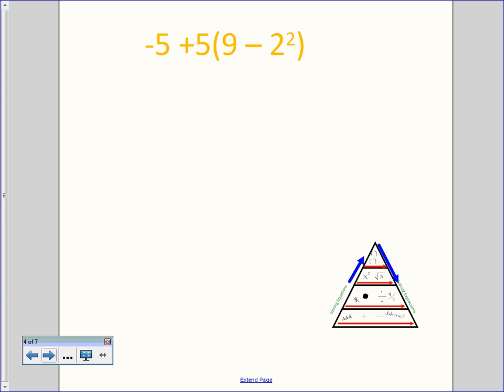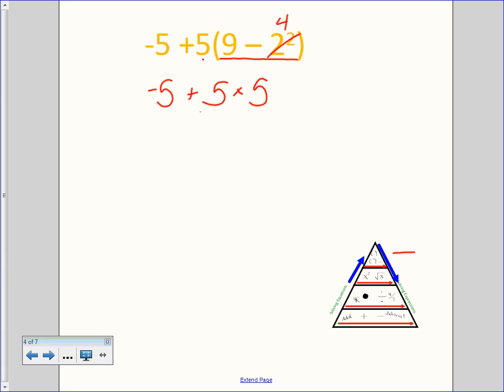Next problem. -5 plus 5 times (9 minus 2 squared). Let's go through the order of operations. First, all of our grouping symbols, which we have one. We have to do everything inside of the parentheses. Even inside of the parentheses, we need to follow order of operations. So I'm going to do 2 squared first. 2 squared gives us 4. 9 minus 4 gives us 5. And because this 5 is right next to the parentheses, that means we multiply. Rewrite the rest of the problem.